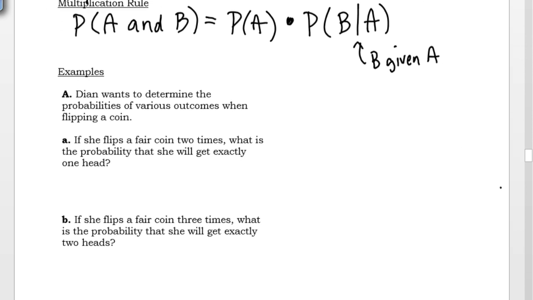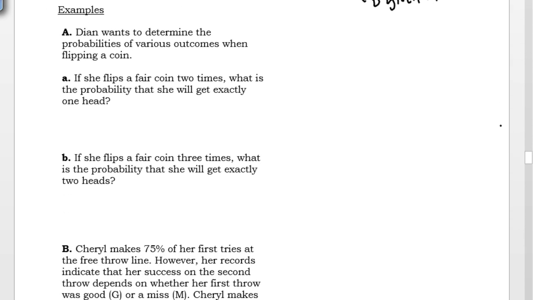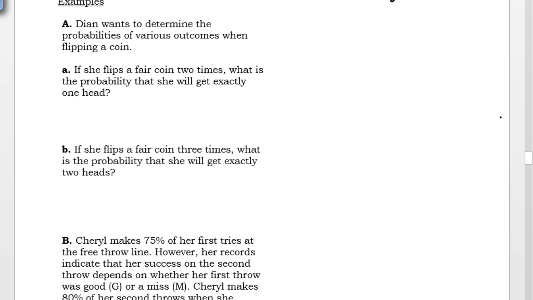Diane wants to determine the probability of various outcomes when flipping a coin. If she flips a fair coin 2 times, what is the probability that she'll get exactly 1 head? So I'm going to draw a big tree right here to help me enumerate this situation. When you flip a coin, that is heads or tails as your 2 possible outcomes. And the probability of each of those outcomes is 0.5.